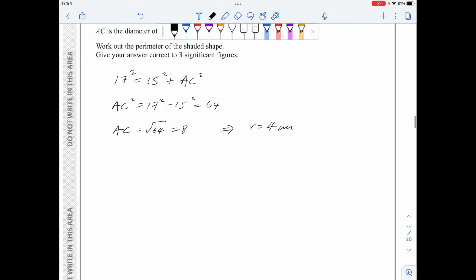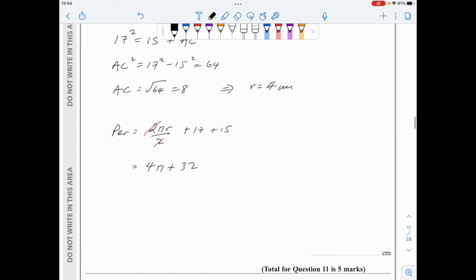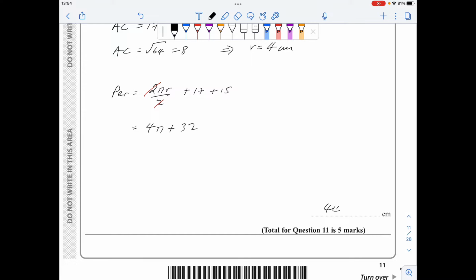So now the perimeter of this shape is equal to 2 pi r over 2 because I have a semicircle, plus 17 plus 15. So I can cancel out the 2's. My radius is 4, so I've got 4 pi plus 32. This comes out to be 44.6 centimeters.